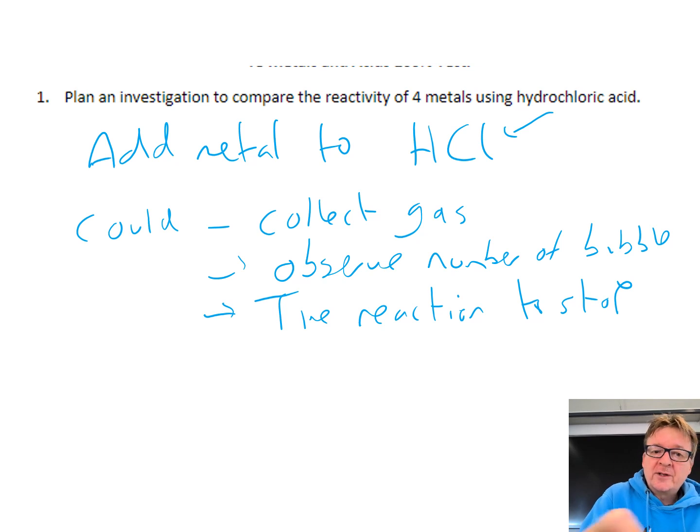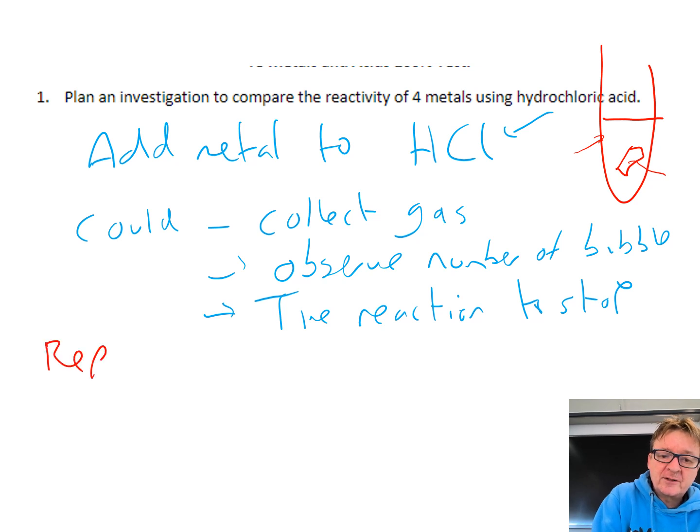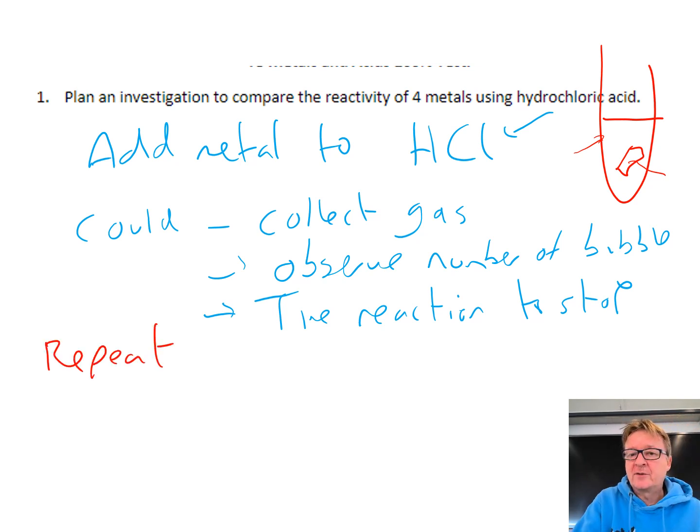Now, when you're actually doing this, you've got your test tube, you've got acid in it, and then you put your piece of metal in it. A number of things you need to remember: you've got to use the same size piece of metal, the same amount of acid each time, and you need to decide exactly how you're going to collect, observe, or time the reaction to stop. You're just going to have to do one of them. It's up to you, but those are your options. When you've done the first one, you repeat it for the other metals, and if you've got 4 metals, you just keep on repeating it.